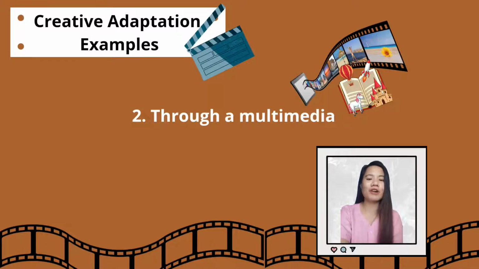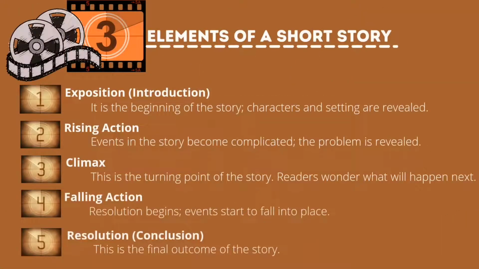the form of multimedia. Here are the five elements of a short story that will help you in making your own storyline. Number one, exposition, or what we call the introduction. It is the beginning of the story. Characters and setting are revealed. Number two, rising action. Events in the story become complicated. The problem is revealed.